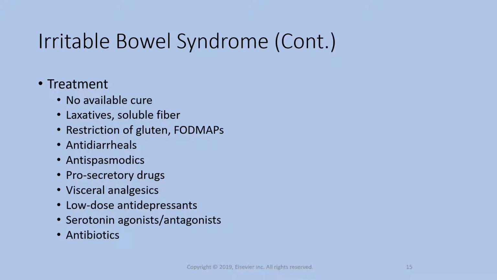Treatment includes laxatives, soluble fiber, and possibly restricting gluten. A lot of times people go on gluten-restricted diets, not because they have a gluten problem, but because they have irritable bowel syndrome. Also antidiarrheals, antispasmodics, pro-secretory drugs, visceral analgesics, low-dose antidepressants and SSRIs, and antibiotics.